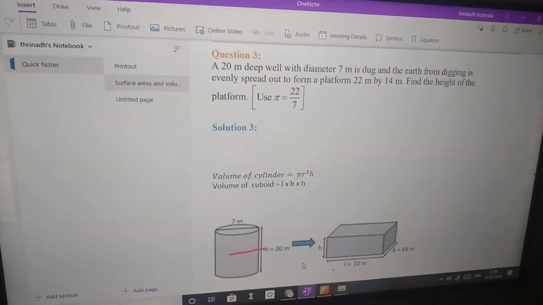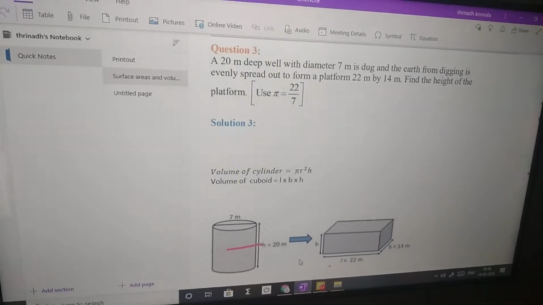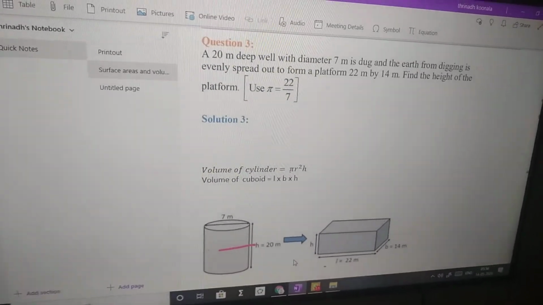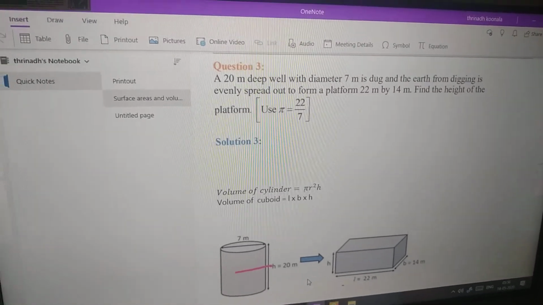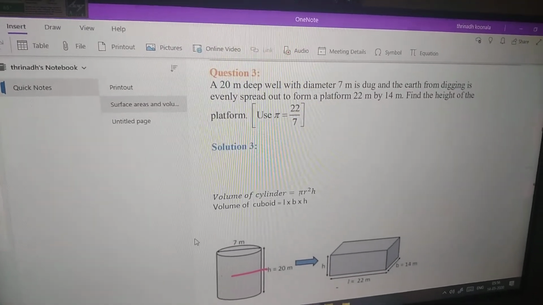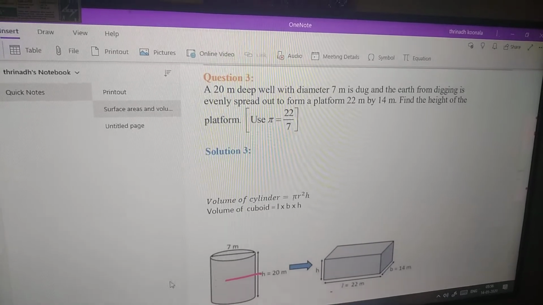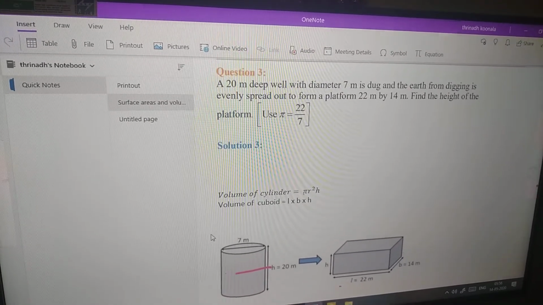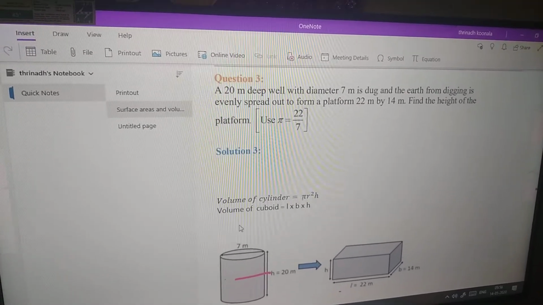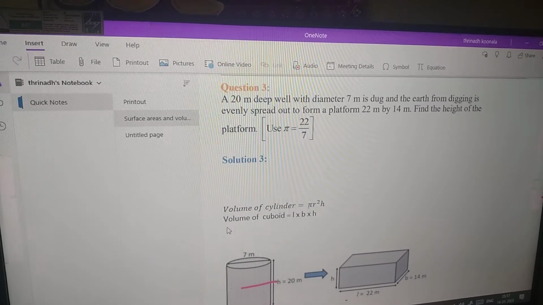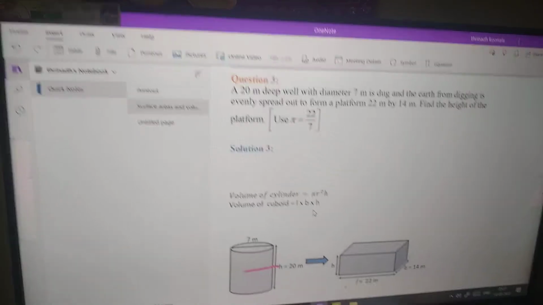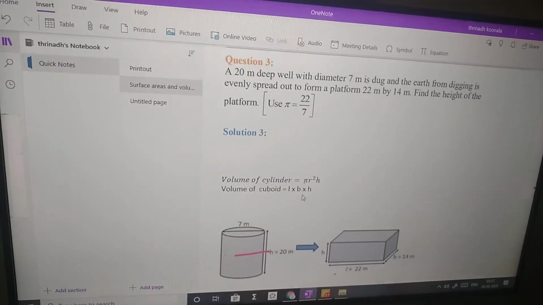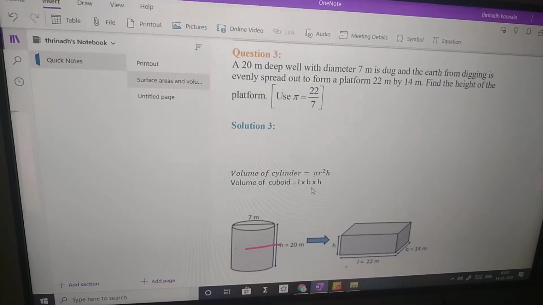For that, we need to know two formulas. One formula is the volume of a cylinder and another formula is the volume of a cuboid. The volume of a cylinder, we know, is pi r square h, the area of the base into height. The volume of a cuboid is length into breadth into height. So to solve this, I am using these two formulas.